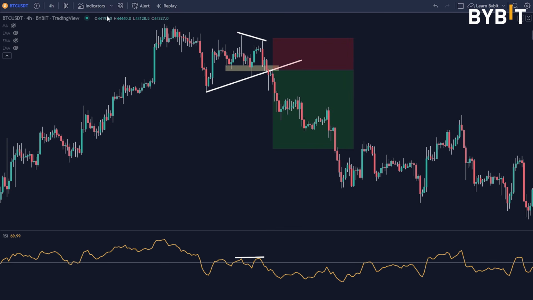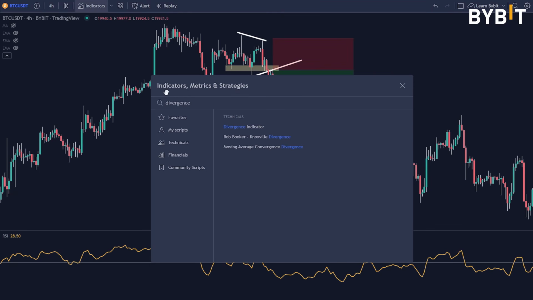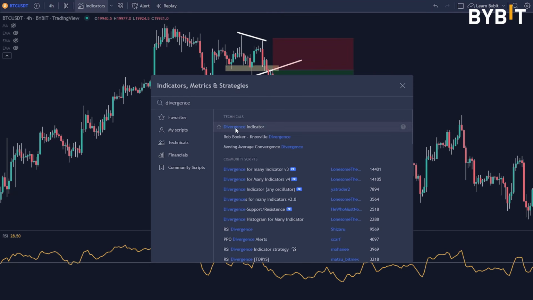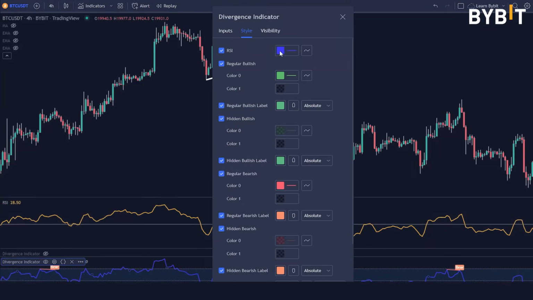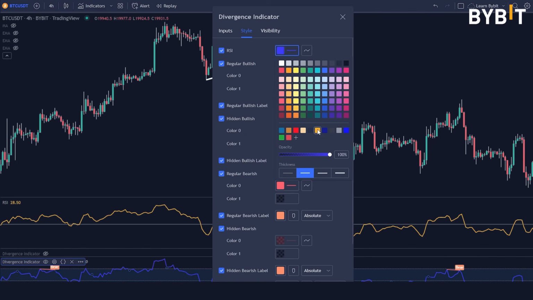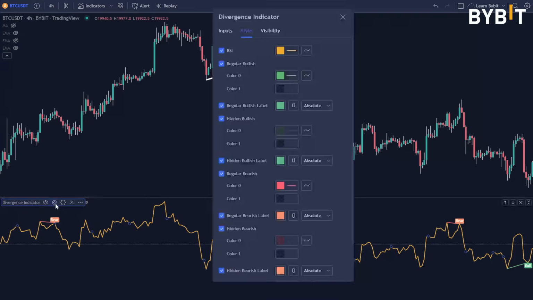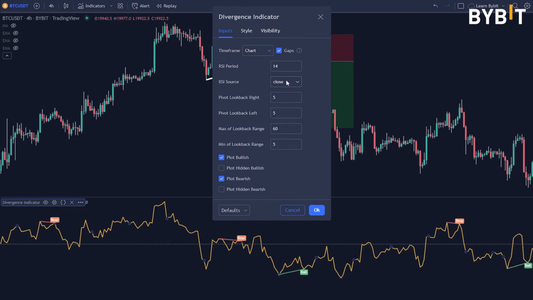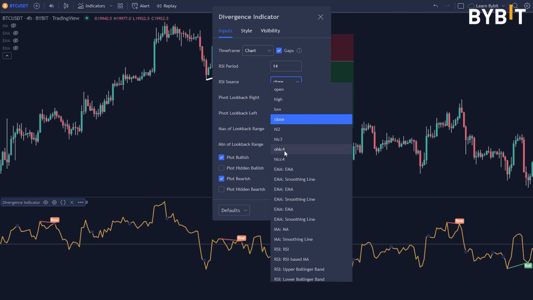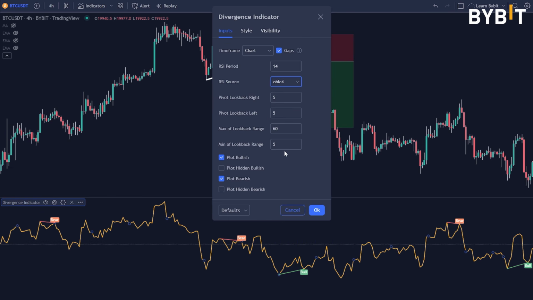So there's another tool that I want to share with you. If you come up into indicators, type in divergence. So it's this divergence indicator. What this divergence indicator can do, every time there is bearish divergence, remember we highlighted this before, bearish divergence, here's bullish divergence. It will also throw out, so for the inputs, 14, let's change this to OHLC4.